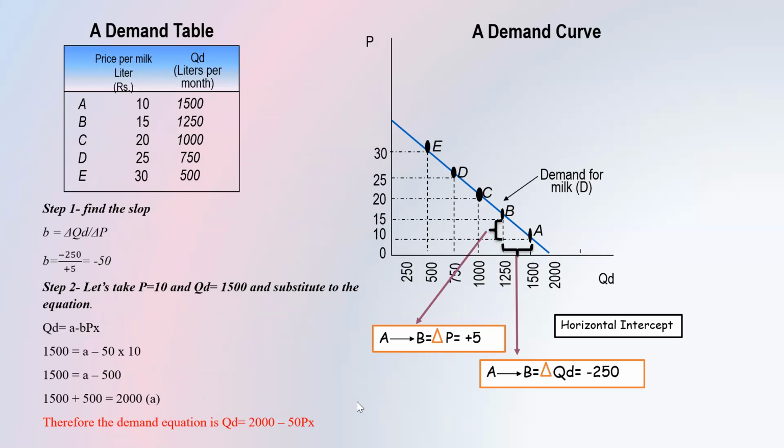So here is another example that you can calculate. What does it mean by the B? Delta P is the difference, 5 here, right? You can see the delta P is 5. Then delta Q is 250. Then 250 divided by 5 means 50, right? So you can see the B is equal to 50.